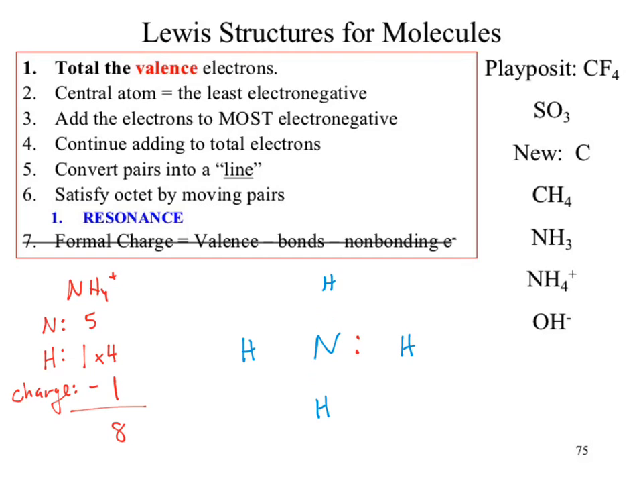Where we have pairs of electrons between atoms, we can turn them into a line to represent a bond. We can check octets. What is the octet for hydrogen? Octet in air quotes: 2. How many electrons does this hydrogen have? 2. How many electrons around the nitrogen? 8. 2, 4, 6, 8. Does it have its octet? Yes. Do all of our atoms have octets? Yes. Do I need to worry about resonance? No.